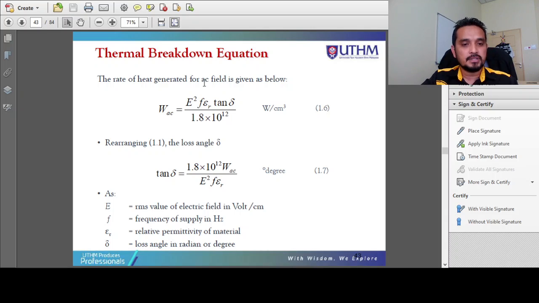And for the thermal breakdown equation, we have the equation here: W, the energy due to AC electric field and current conduction, is equivalent to E, the RMS value of the electric field, times f, the frequency, times relative permittivity, times tan delta, divided by 1.8 times 10 to the power of 12. So we have this formula.